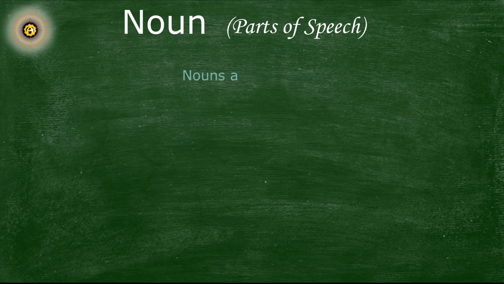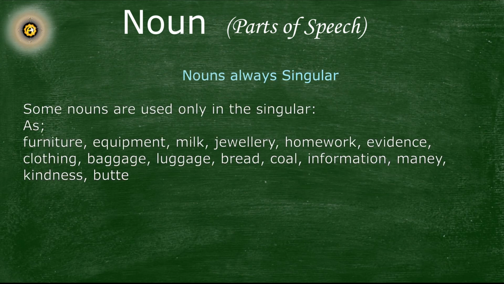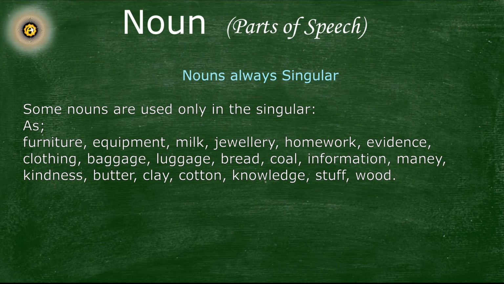Alright, now just let's see. There are some nouns that are always singular. Alright, for example, furniture, coal, clay, cotton, clothing, milk, baggage, money, knowledge, jewelry, luggage, kindness, stuff, homework, bread, butter, wood, and so on.